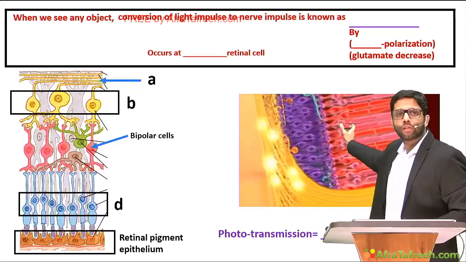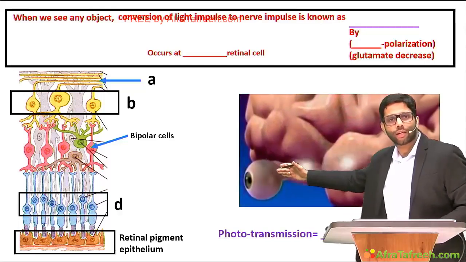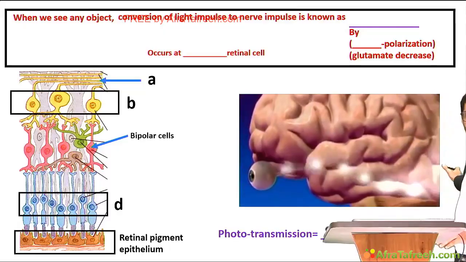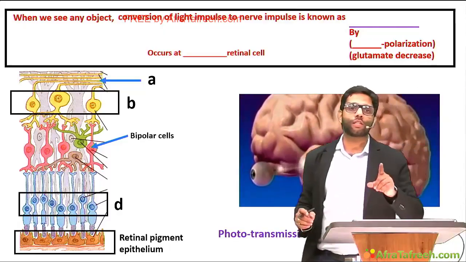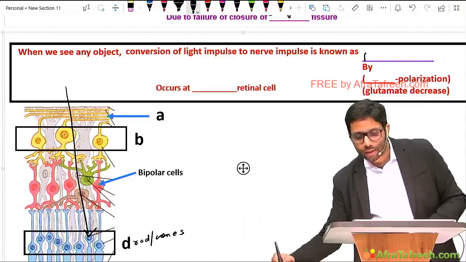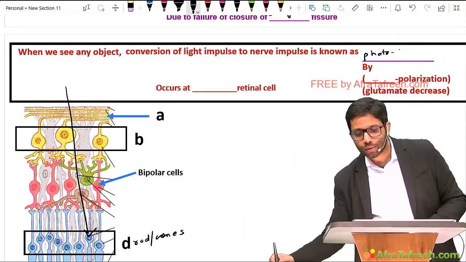From here the impulse goes from the retina, and the continuation of the retina is the optic nerve. It goes into the visual cortex, that is known as phototransmission. So here it is known as phototransduction.